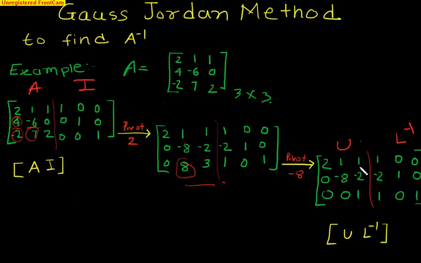Now our next step is to convert this U to I. How can we do it? First we have to make zeros above the diagonal, the same way as we made 0 below the diagonal. Now our aim is to make 0 above the diagonal, meaning I want 0 here, 0 here, 0 here. For that, just a second, I'll open the second part.